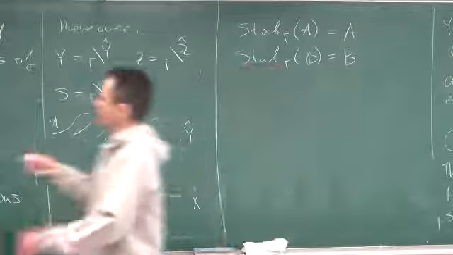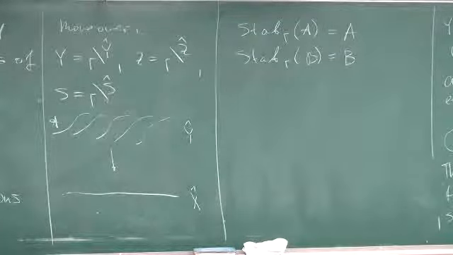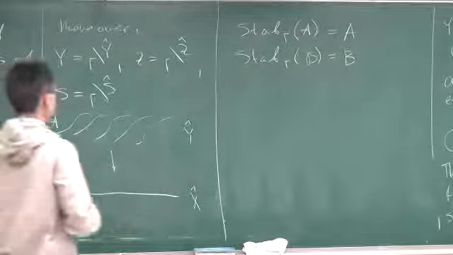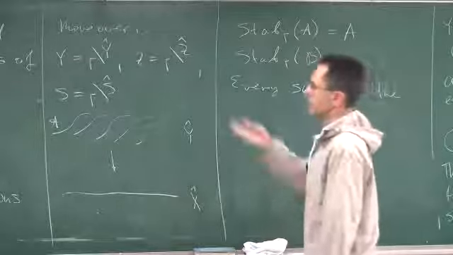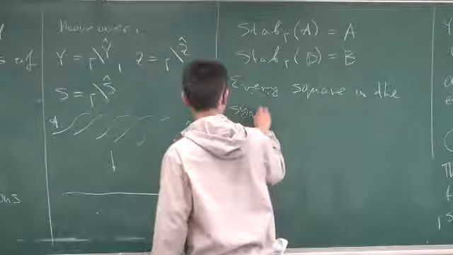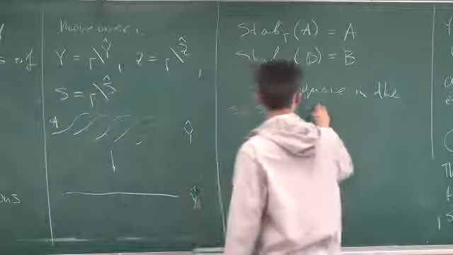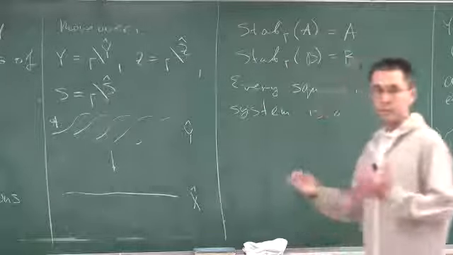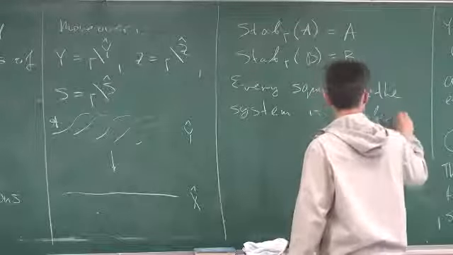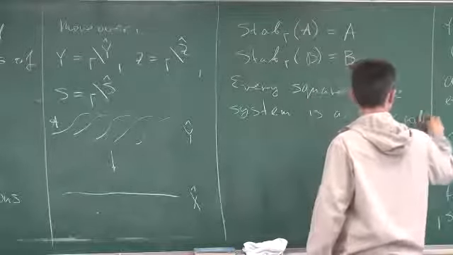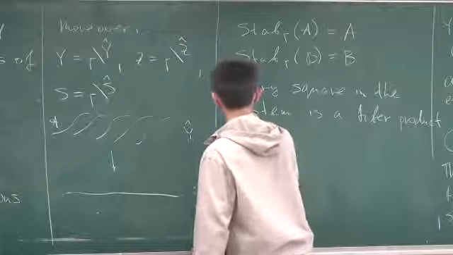So once again, we define this hat by pulling back by this map. And it's an exercise to check that every square in the system is a fiber product diagram.